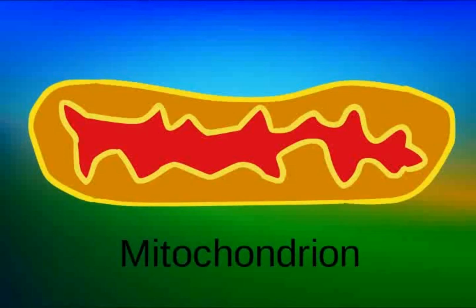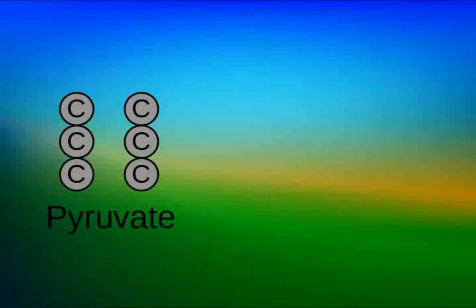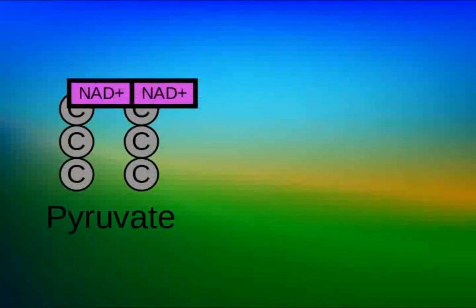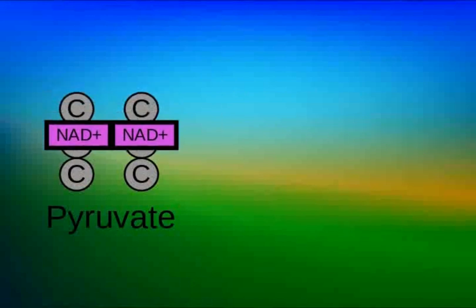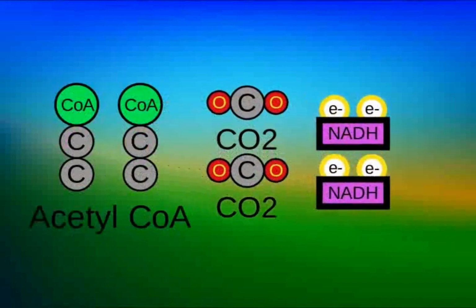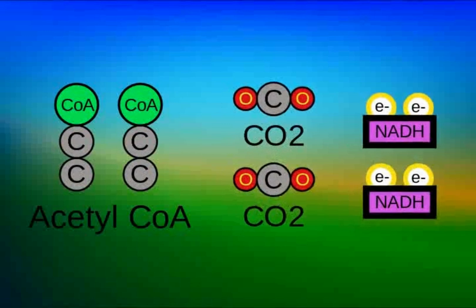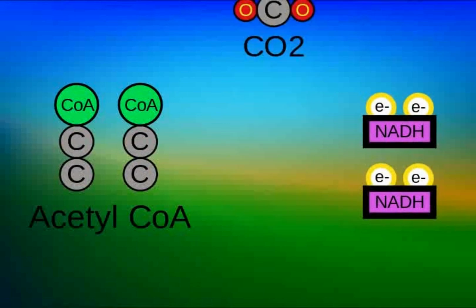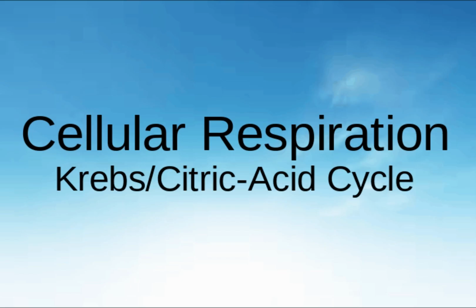Pyruvate oxidation occurs in the mitochondria. In the process of pyruvate oxidation, pyruvate, a 3-carbon molecule, is converted into acetyl-CoA, a 2-carbon molecule. Throughout this process, coenzyme A enters the process, NAD+ is reduced to NADH, and a molecule of CO2 leaves the process, all of these happening respectively. The products of pyruvate oxidation are CO2, electrons and, of course, acetyl-CoA that will be later used in the Krebs cycle.